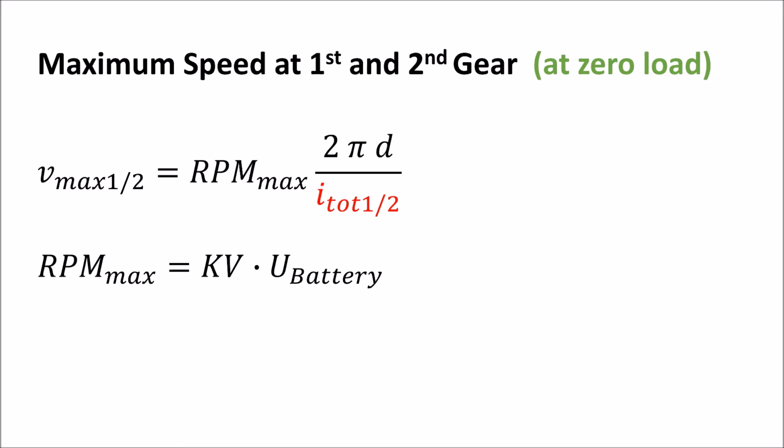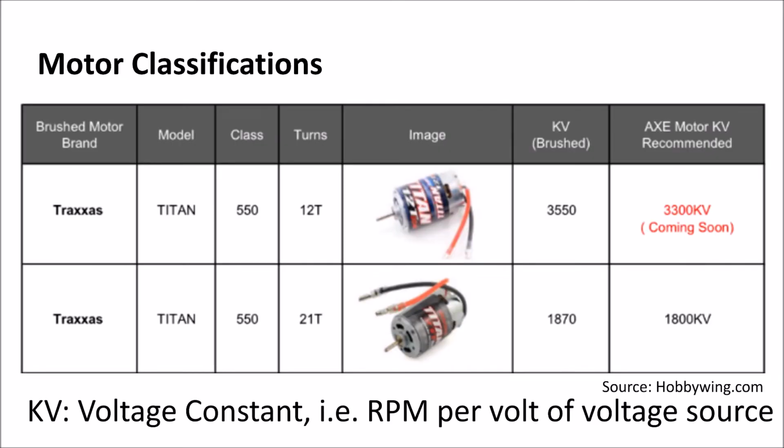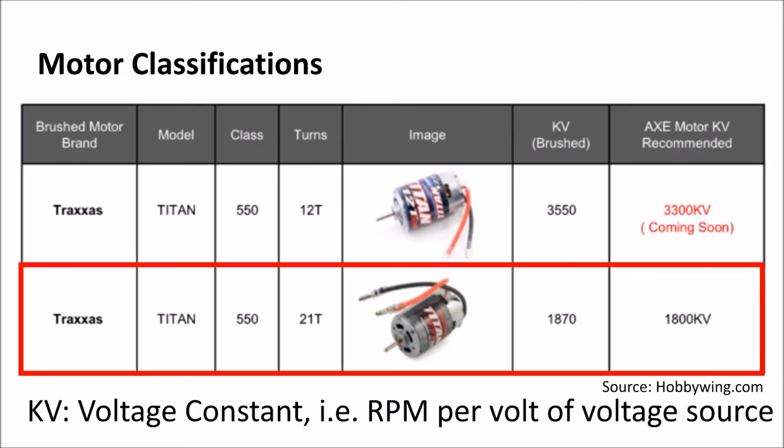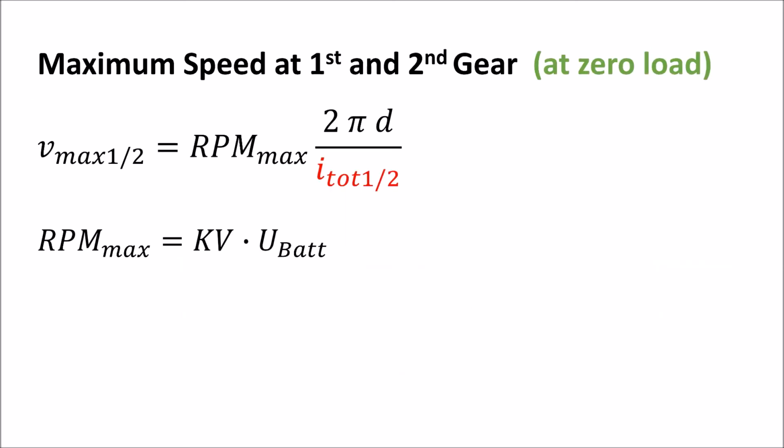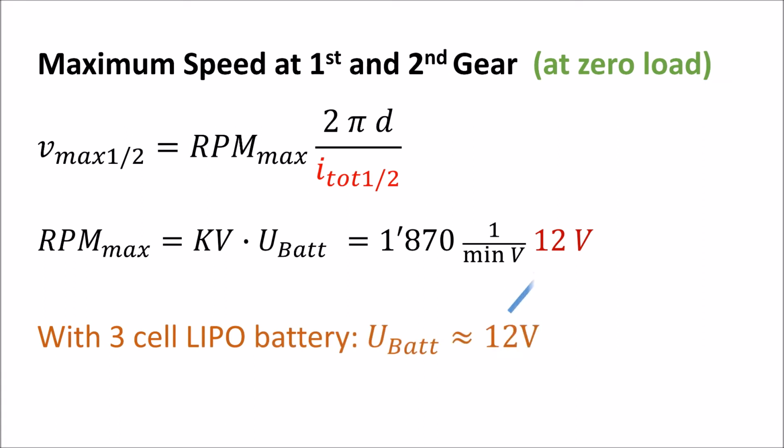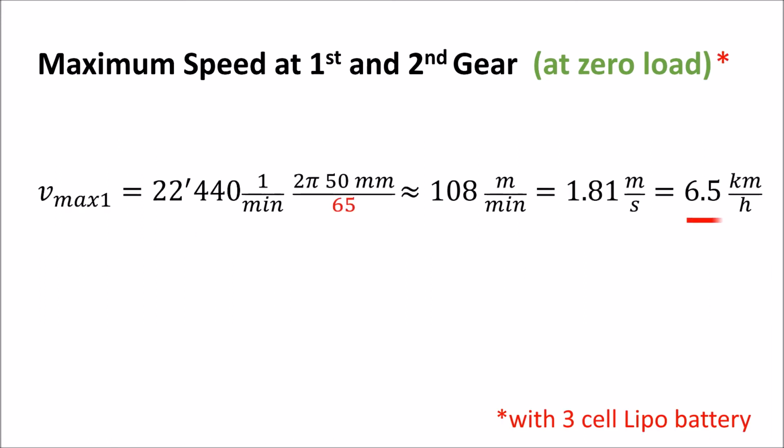The maximum speed of the car can be determined on the basis of the kV value of the motor used, the applied battery voltage, and the overall gear ratio. Note that we simplified these computations by ignoring any load usually acting on the motor, drivetrain, and car. Nevertheless, the resulting speeds at first and second gear roughly correspond to the speed values known for this RC car model.